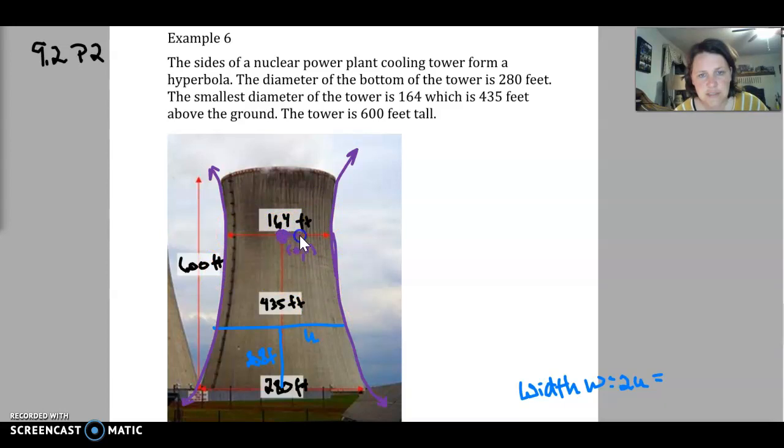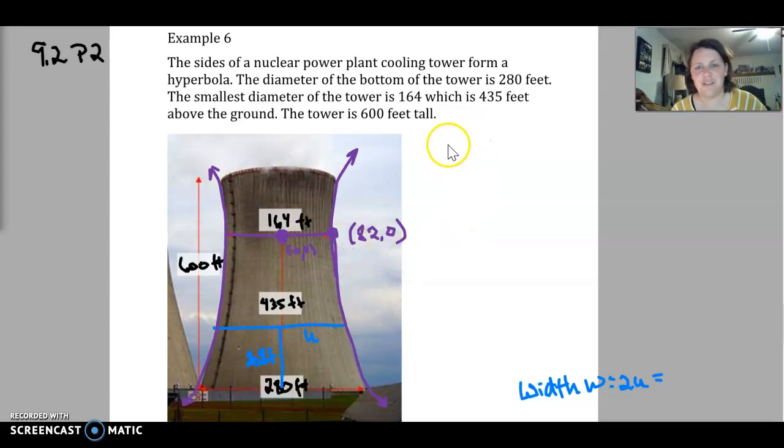Then we know this distance here from the center to one of the vertices is going to be a distance of half of 164, which is going to be 82. So we're going to have a vertex at 82, 0. And this other one here would be at negative 82 and 0. And so that'll give us our a value. So our a value must equal 82.